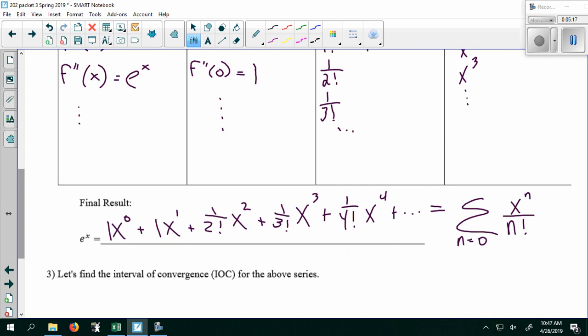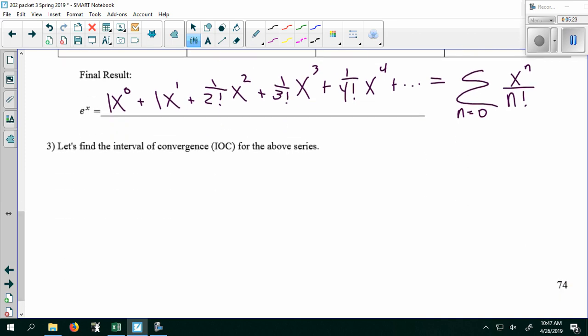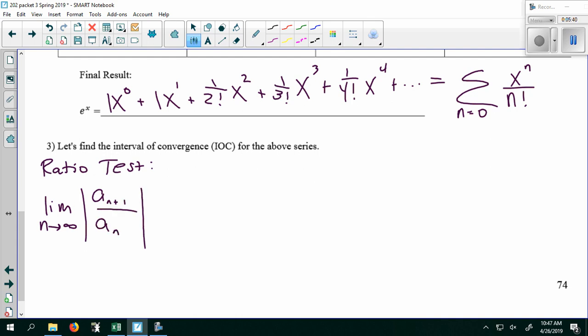Okay, so to find the interval of convergence, this is practice from a couple of classes ago. To find the interval of convergence for a power series, we always use the ratio test, which says look at the limit as n approaches infinity of the absolute value of the n plus first term over the nth term.